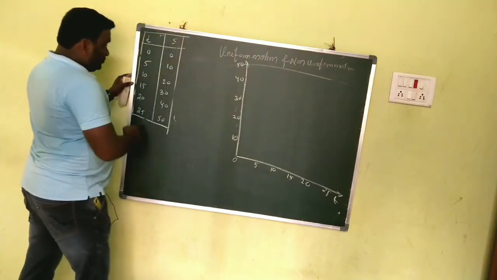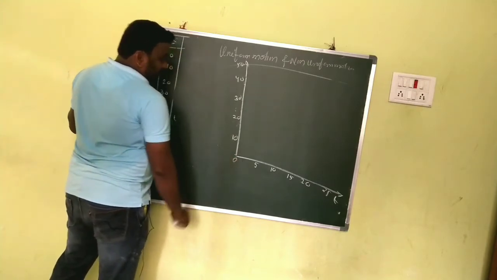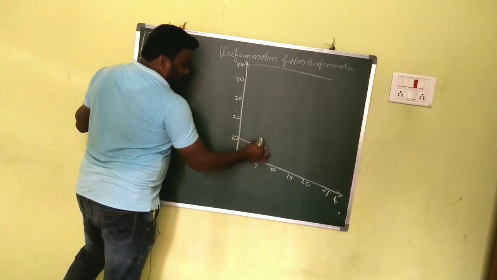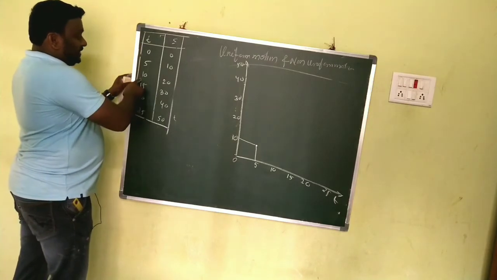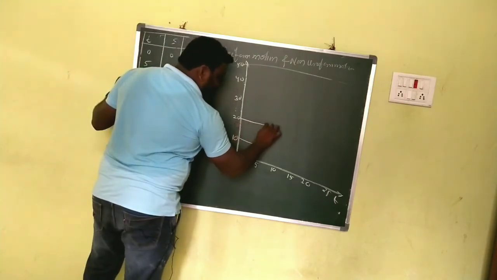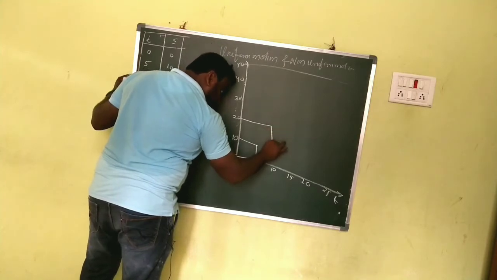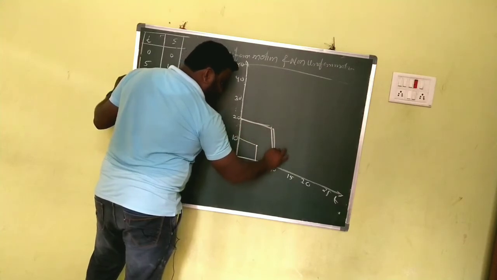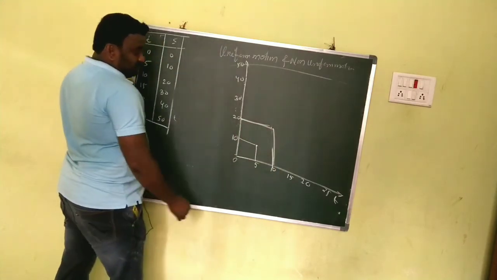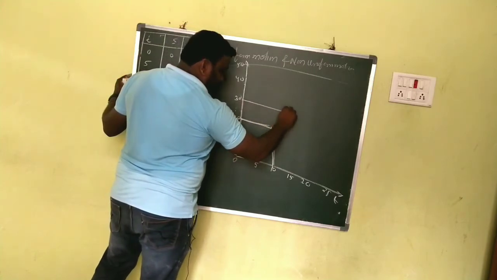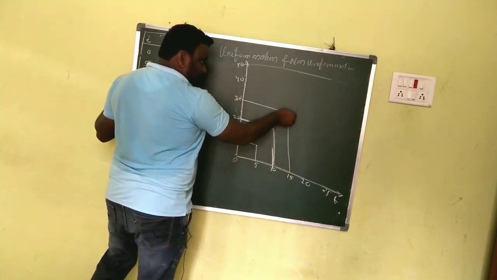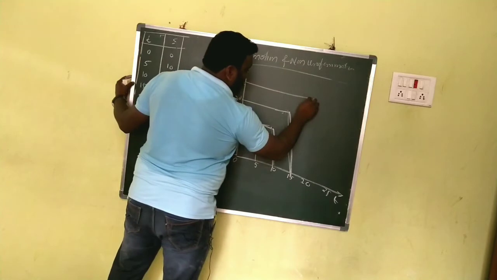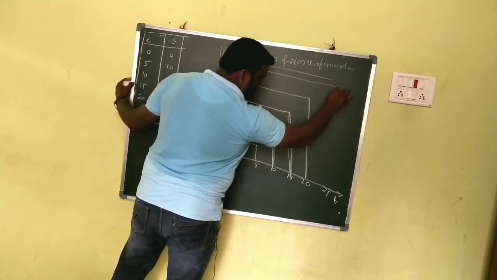Here, first we have 0, 0. This is the 0, 0. Next one, we have 5, then 10. Next one, 10, 20. Clear. Next thing, 15. This is the 15, and this one is 20, 40, and again 15, 25.